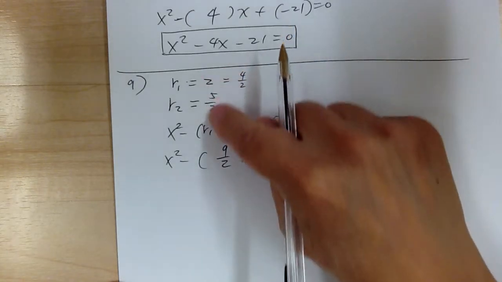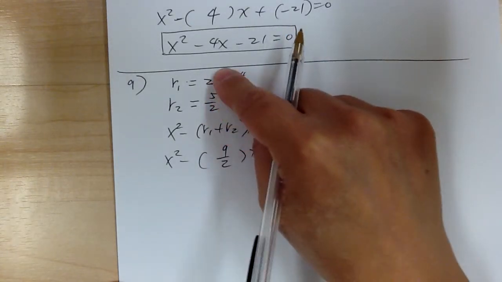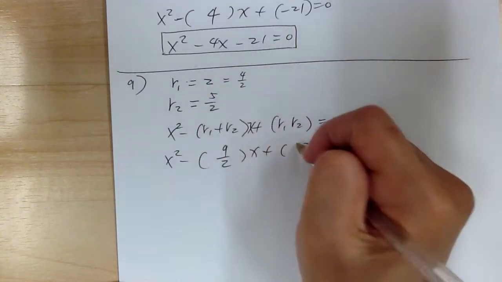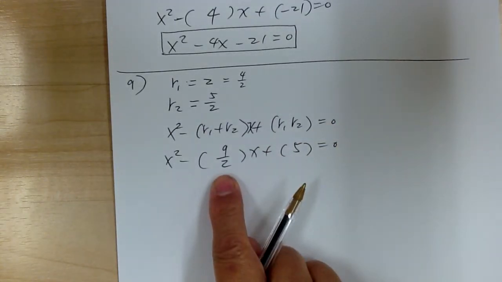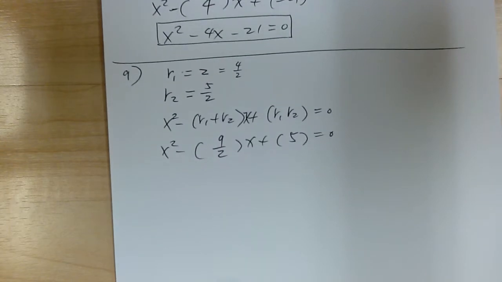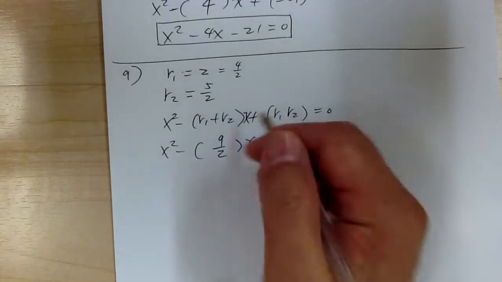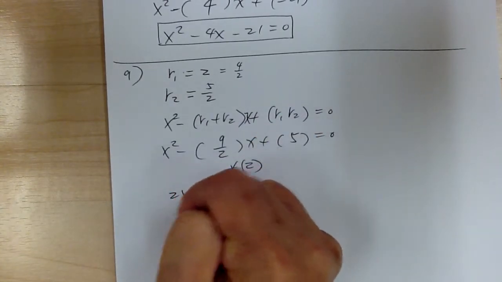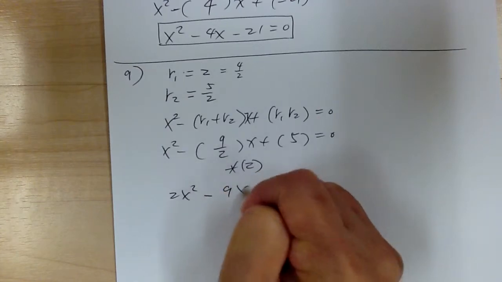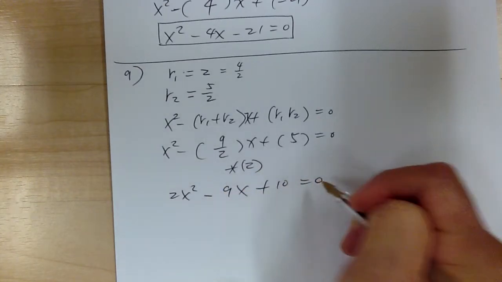Okay, now when you multiply, if you cannot do it in your head, just go and use your calculator. So multiply, you get 5. Okay, now notice it's a fraction. So when you write your final answer, you don't want to have a fraction. So you want to multiply everything by 2 to get rid of the fraction. So you're going to get 2x squared minus 9x plus 10 equal to 0.